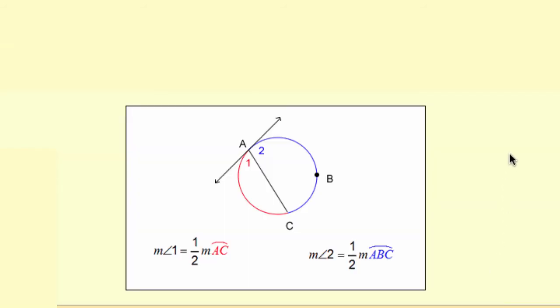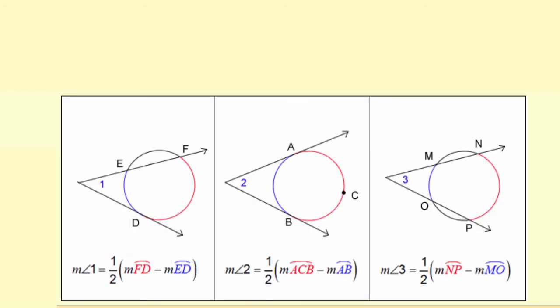Then there's the tangent intersected chord theorem. So if you have a tangent to a circle and a chord that intersects at that tangent, you can form two angles, angle 1 and angle 2. Measure of angle 1 is half of the measure of arc AC. Measure of angle 2 is half of measure arc ABC. So that's the tangent and intersected chord theorem.